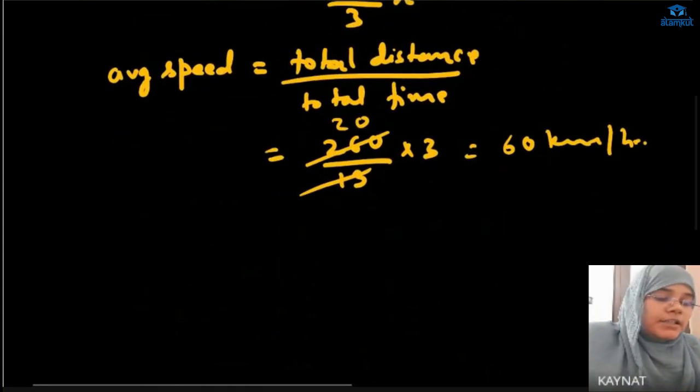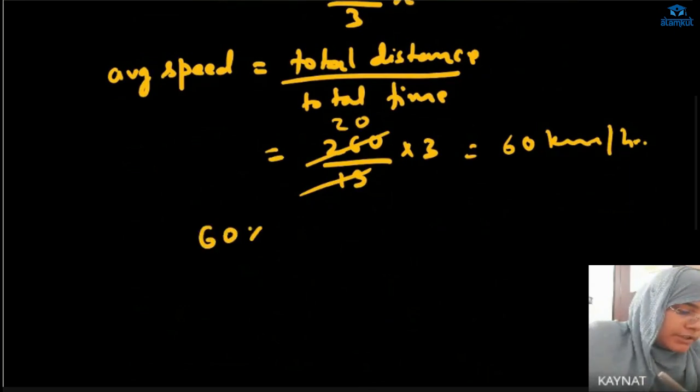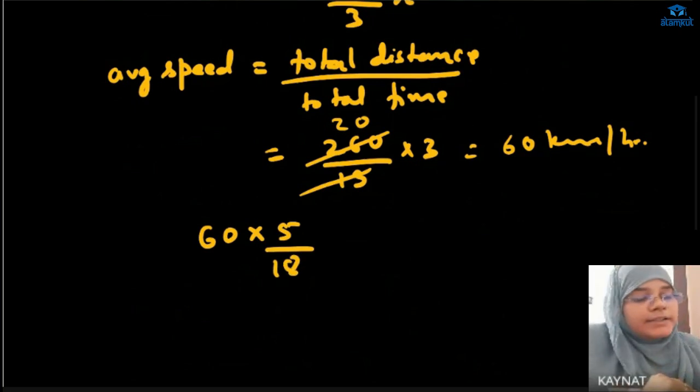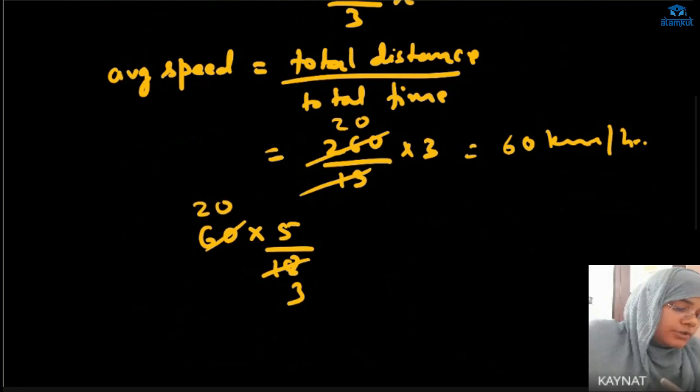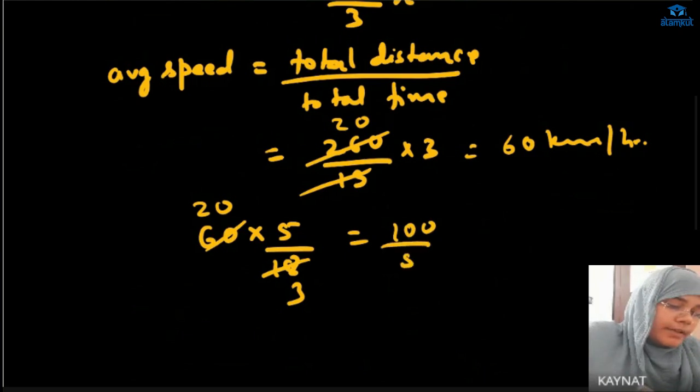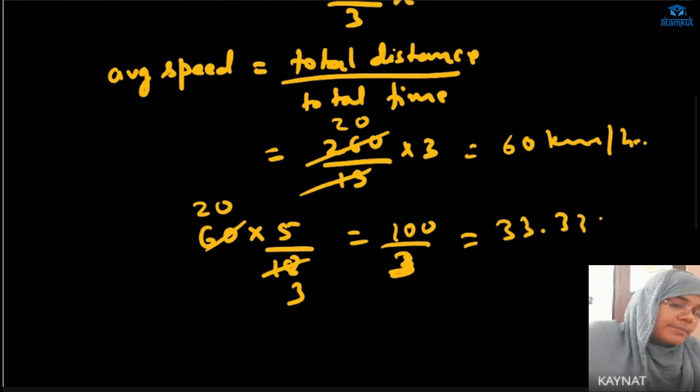It is 60 in kilometer per hour, and if we convert it into meter per second, we multiply it by 5 by 18. And if the speed is given in meter per second and we have to convert it into kilometer per hour, then we multiply it by 18 by 5. So 60 into 5 by 18 gives 100 by 3, it would be 33.33 something meter per second.